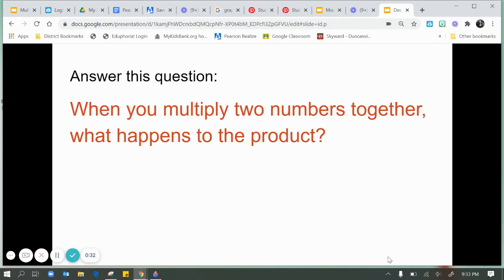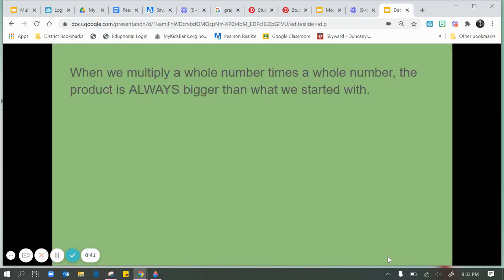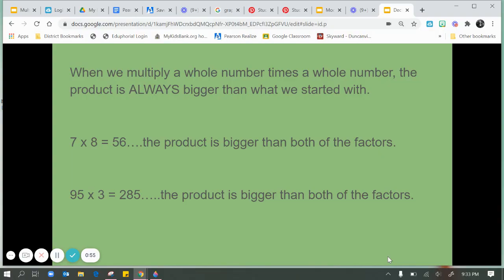Did you say that the product of two numbers is always larger than the factors? When we multiply a whole number times a whole number, the product is always bigger than what we started with. 7 times 8 equals 56. The product, 56, is bigger than both of the factors. 95 times 3 equals 285. The product, 285, is bigger than both of the factors.